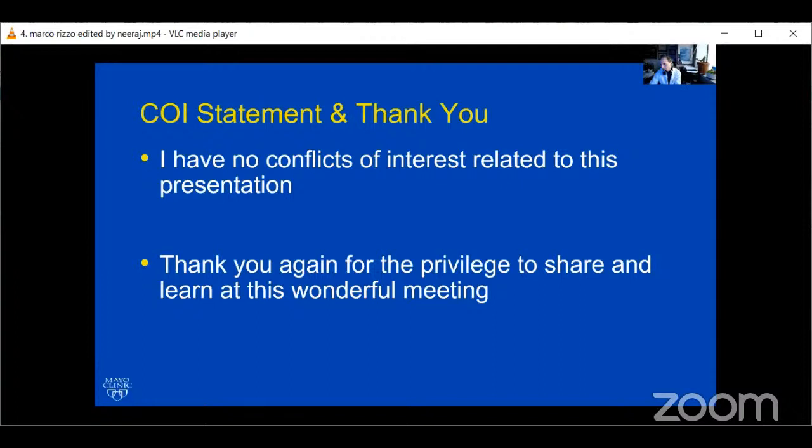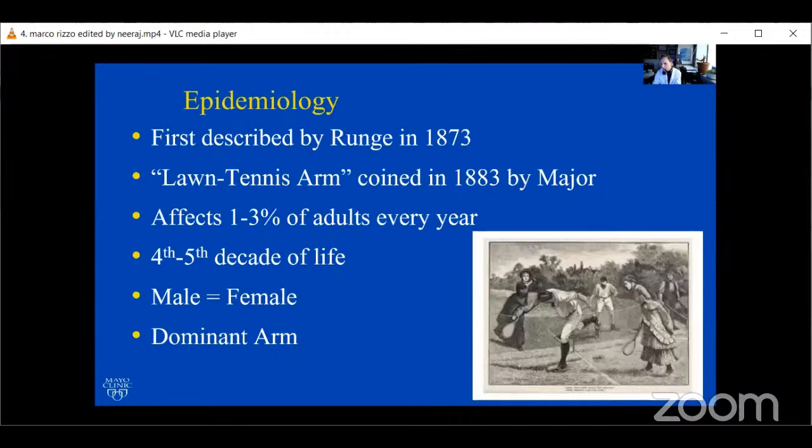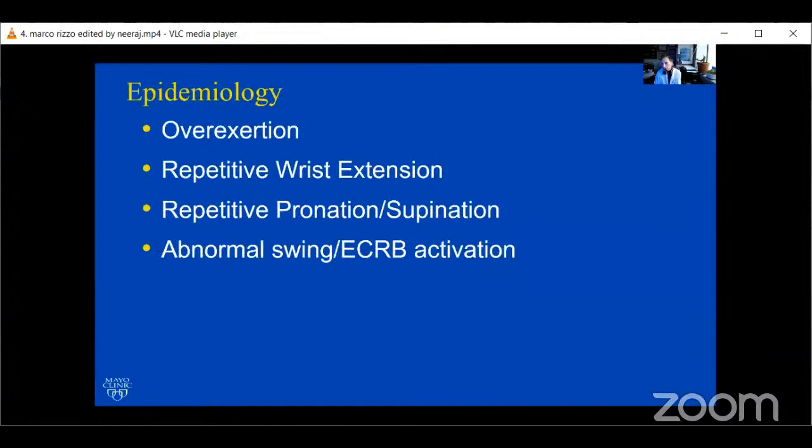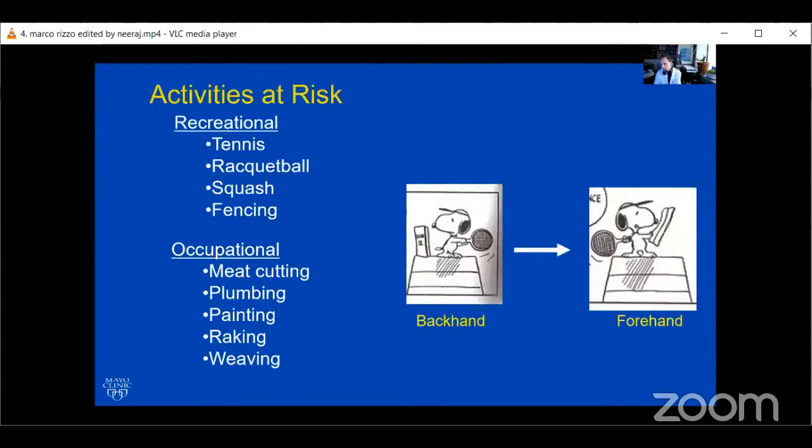Lateral epicondylitis was initially named lawn tennis arm, and it has evolved into what we now consider tennis elbow. It's very common. It affects 1 to 3% of adults annually, a disease of middle age, with no real gender predominance, but it more often than not affects the dominant arm. Overexertion is a key component, whether repetitive wrist extension, repetitive pronosupination, abnormal swing, or ECRB activation. Recreational activities such as tennis, racquetball, squash, and fencing are commonly associated, and occupational hazards such as meat cutting, plumbing, painting, raking, and weaving.